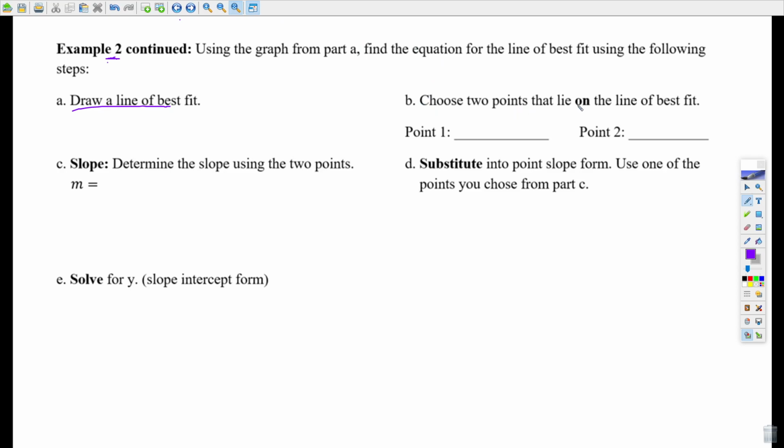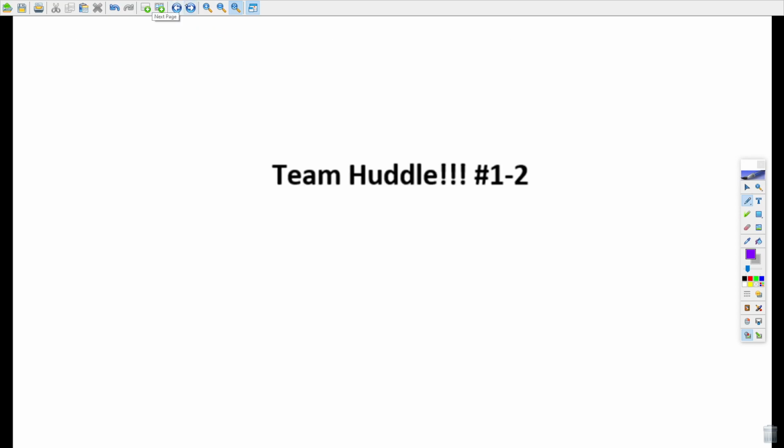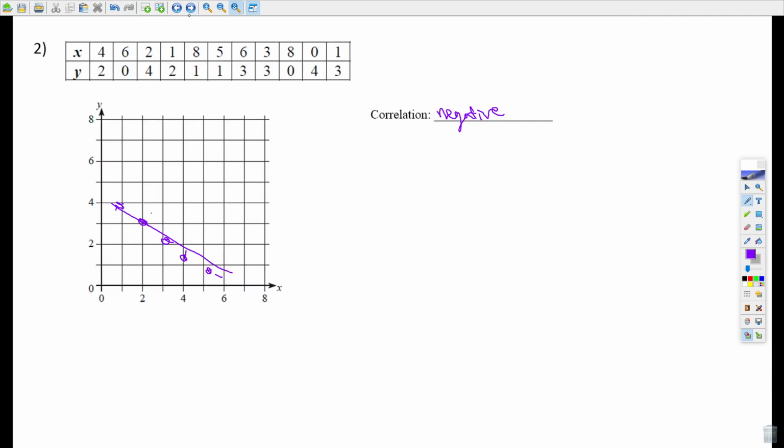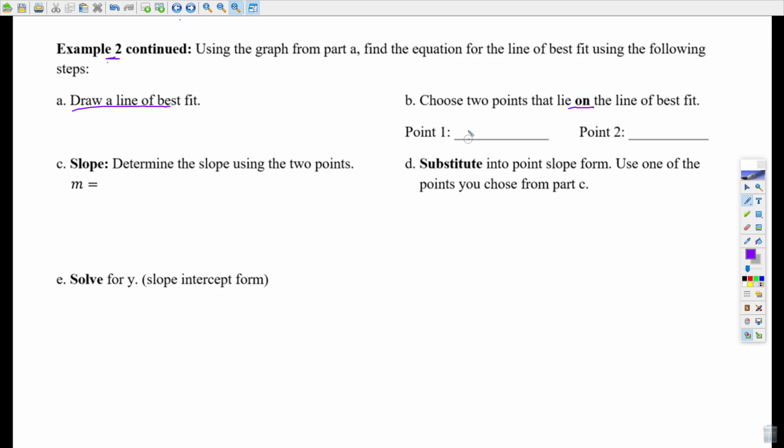Part B. Choose 2 points that lie on the line of best fit. Perfect. Let's try that. I'm going to pick 2 points that are on your line. You have to pick them on your line. So I'm going to pick 2, 5, which is right there. And how about this point here? 8, 8. So 2, 5, and 8, 8. You can pick any points you want, as long as you pick points on the line. Has to be on the line.